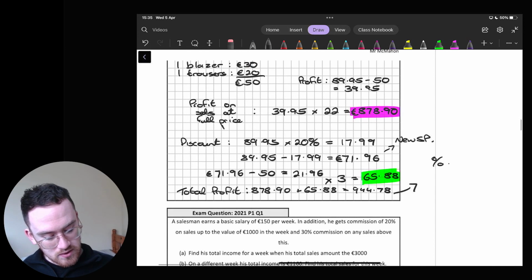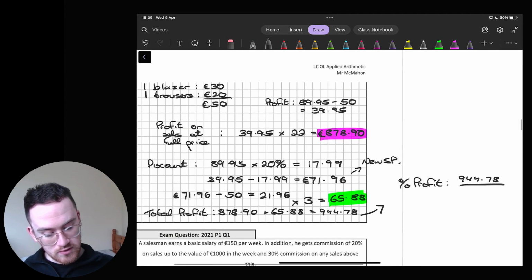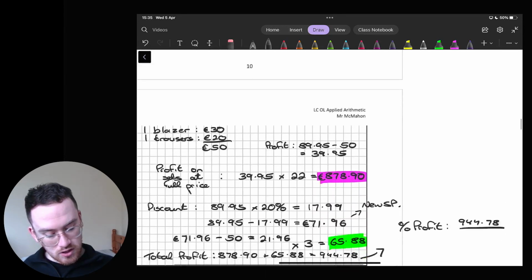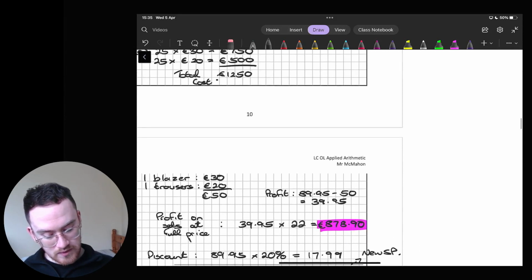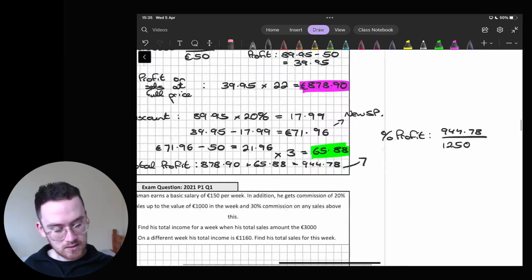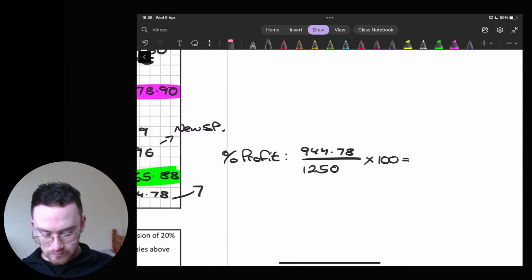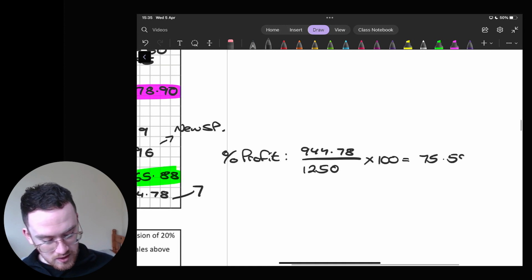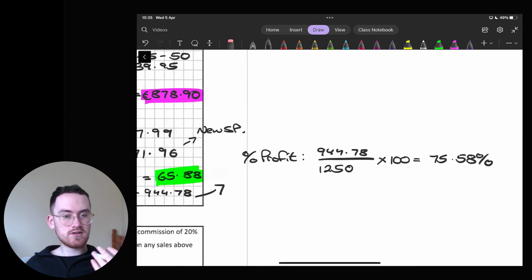So percentage profit is, we should remember it's the profit, so the $944.78 over the total original price. And the original cost of buying all of these was $1,250. That was what we worked out at the start that it cost her to buy them in the first place. We want it as a percentage, so multiply by 100. We type that into our calculator to get it as a percentage, and she has made a profit of 75.58%. It's not bad. Okay, so profit of 75, near enough 76%.